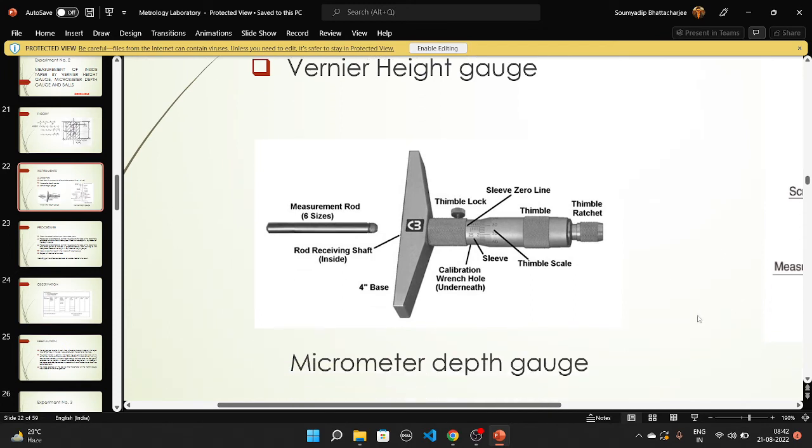Show me the vernier height gauge. Where it is there. Show me the vernier height gauge, please.